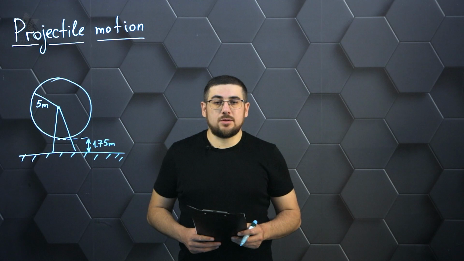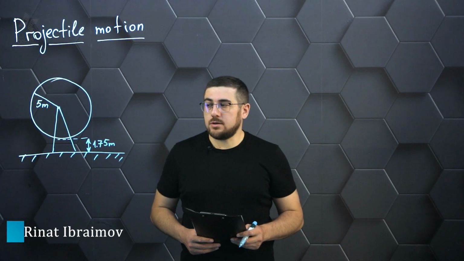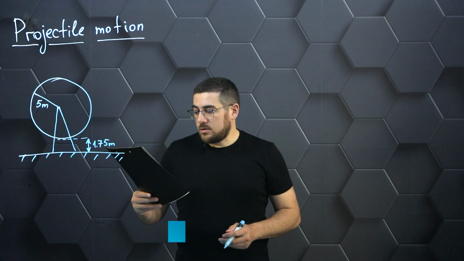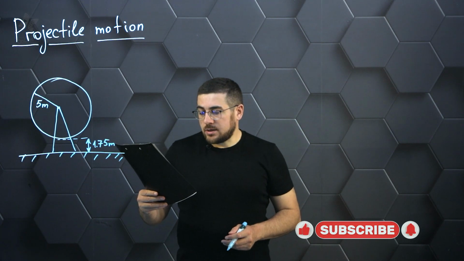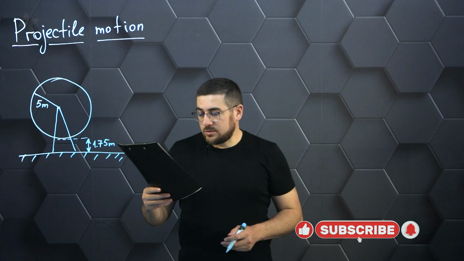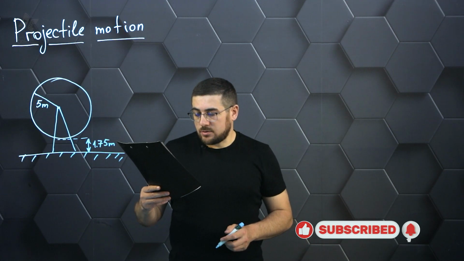Hello, today we are going to solve a problem on the motion of a thrown body, and we will start by looking at this picture. Visitors to a fair are riding on a Ferris wheel with a radius of 5 meters, as shown in the figure. The wheel makes one revolution in 32 seconds.